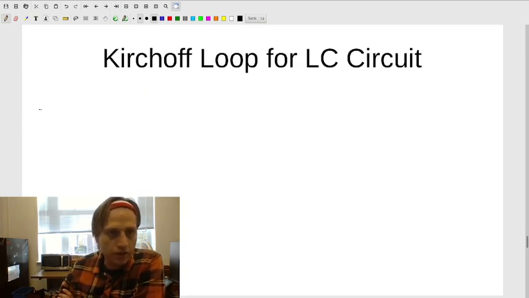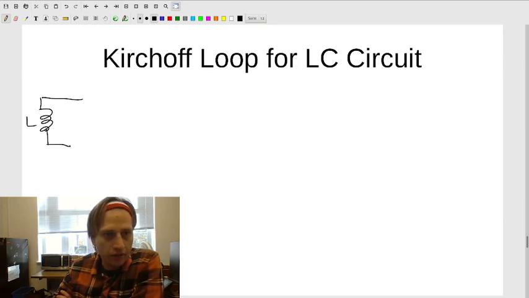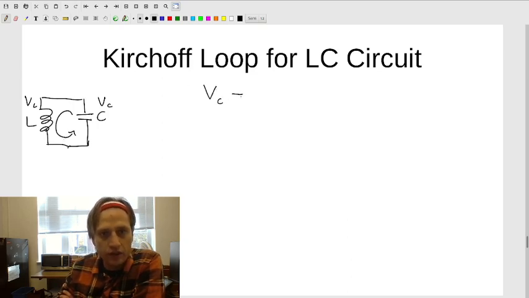So let's just draw this again. We've got our inductor, L, and then we've got our capacitor, C. And we've got the voltage of L and the voltage of C. And let's say that we go around the circle like this. We would have our voltage of C, and then the voltage from the L would be in the opposite direction, so it would be minus the voltage of L equals 0.